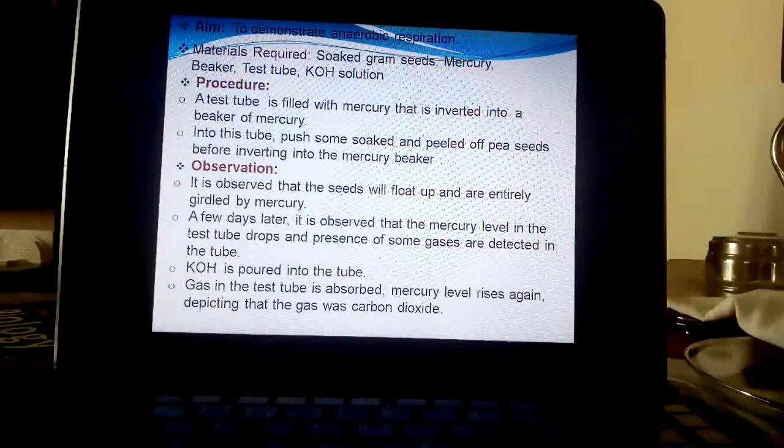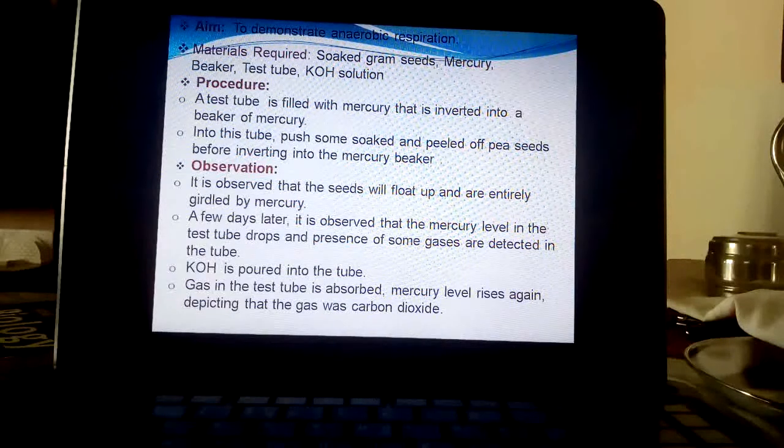A few days later, it is observed that the mercury level in the test tube drops and the presence of some gas is detected in the tube. Potassium hydroxide is poured into the tube. The gas in the test tube is absorbed. The mercury level rises again, depicting that the gas was carbon dioxide, because potassium hydroxide absorbs carbon dioxide. So again space is created, and the mercury level goes up.